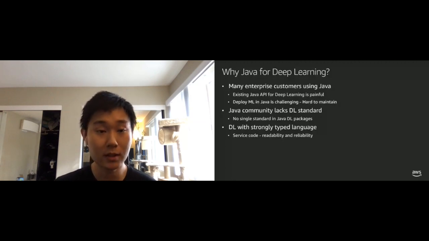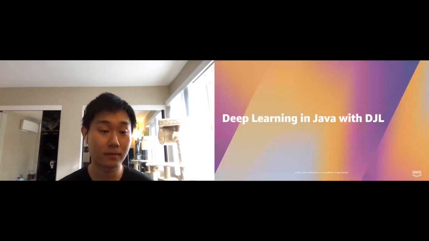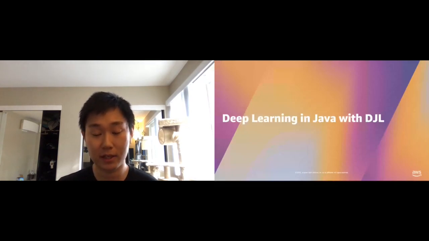Right. So by having that in mind, I'm going to introduce you the toolkit that Amazon Web Services created called the DJL Library, trying to solve the problem with deep learning in Java.